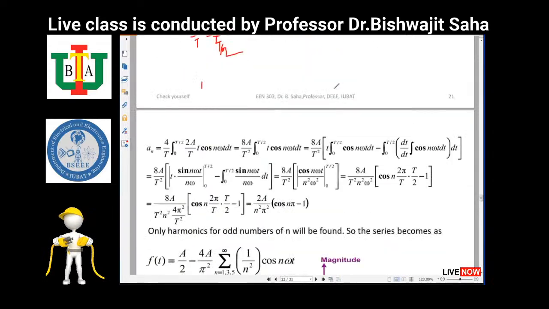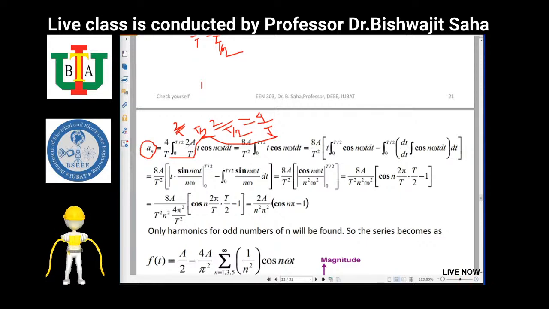So we have got the A0 value, half. Now is AN. AN is 4 divided by T. How does it come? Because the AN equation was 2 by T, right? However, T equals T by 2, so 2 divided by T by 2 becomes 4 by T. Clear? Yes, sir. All right. Very good.